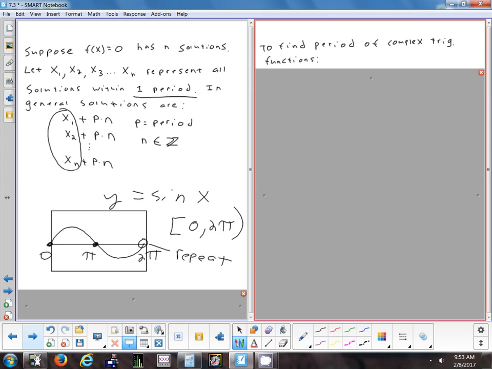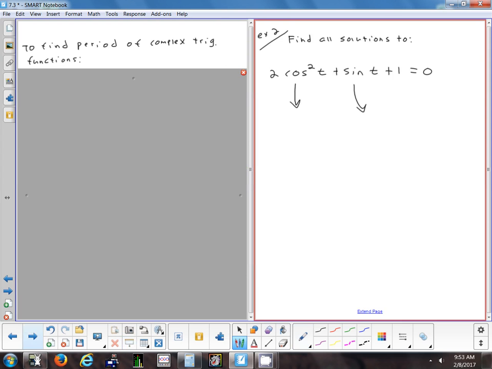All right, so eventually what we're going to start doing is looking at more complicated trig functions like that. What's happening here is we've got two trig terms, not to mention one of them is squared. We've never even seen trig terms squared. But does anyone have a guess at how you would find the period of a more complicated trig function, something that has more than one term?